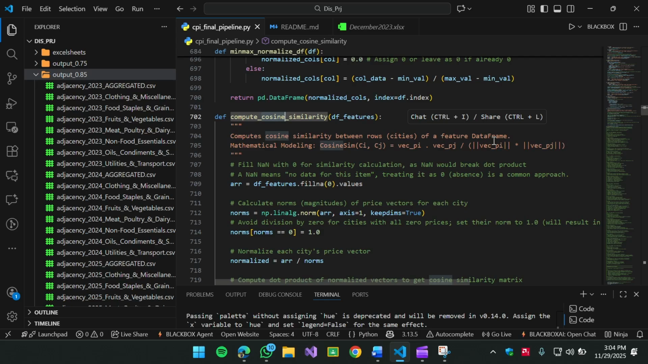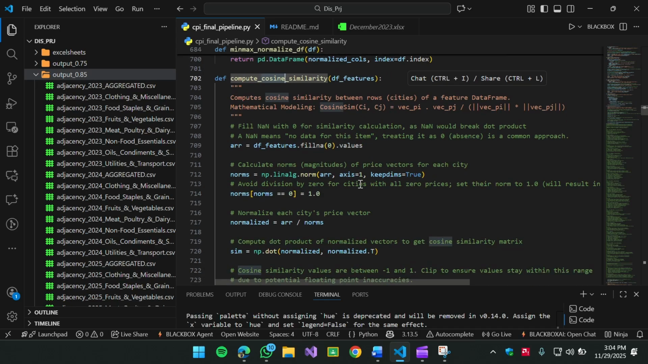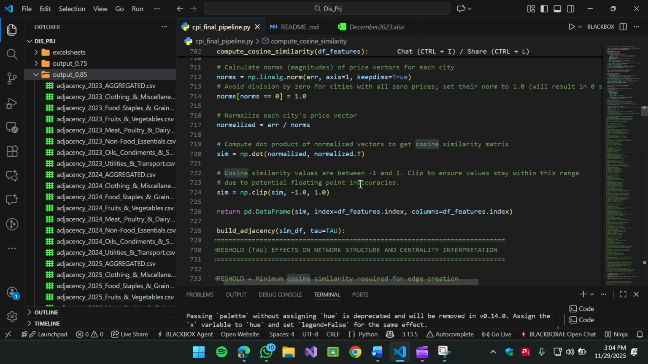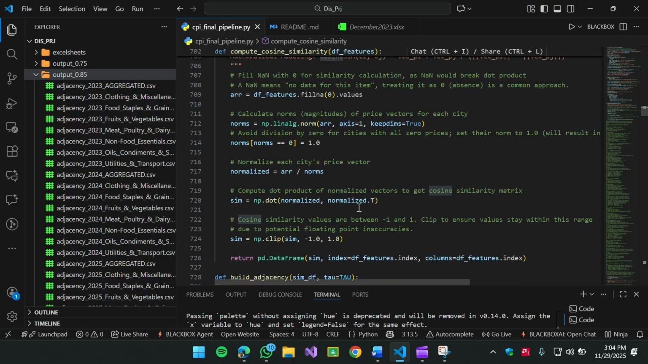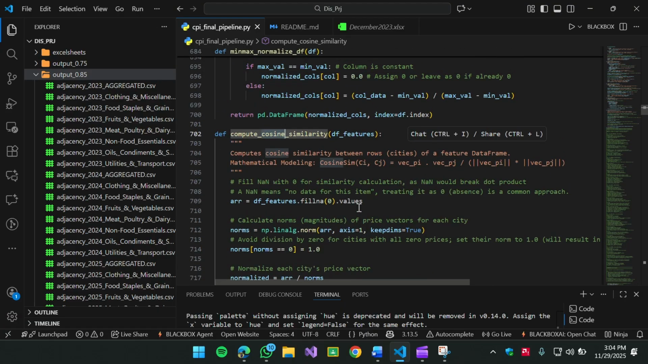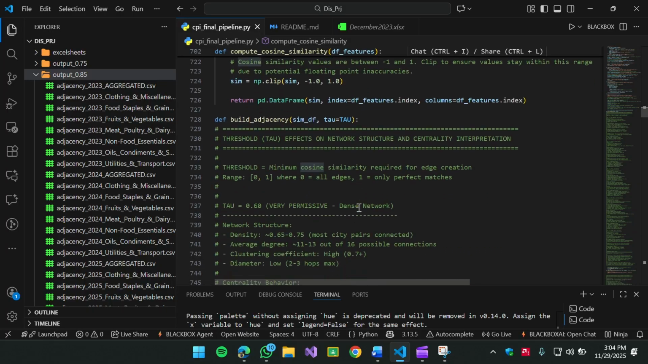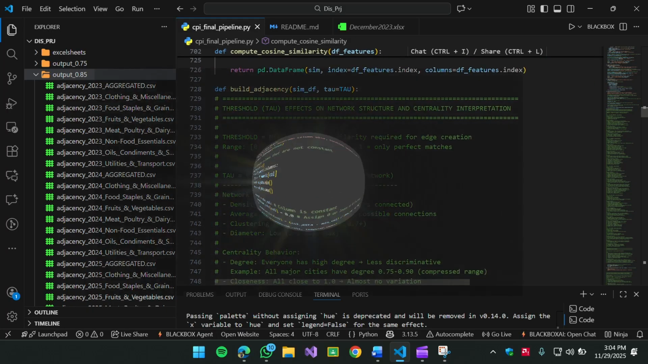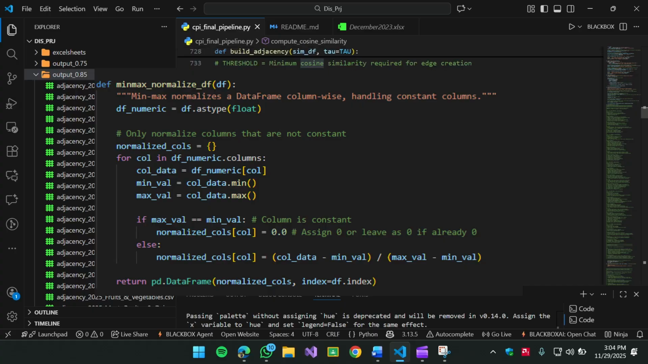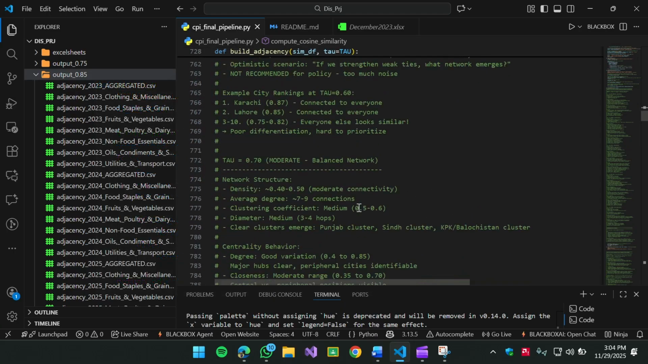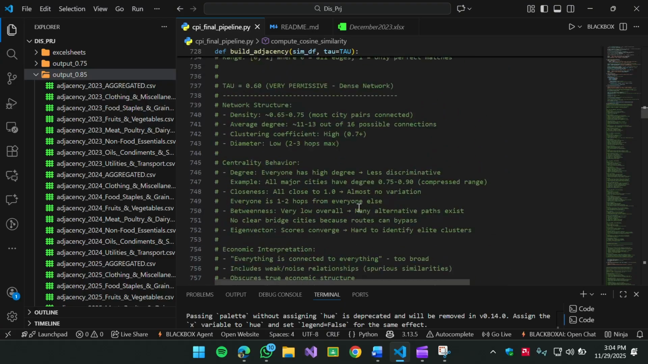Euclidean distance would be biased by the raw price levels as given in our Excel sheets. So cosine similarity measures the pattern, or angle. If prices in Lahore and Karachi rise by the same percentage, cosine similarity treats them as identical. Normalization. Before this step, we use a min-max normalize function to scale all the prices between 0 and 1, so expensive items such as petrol don't overpower cheap items such as salt.